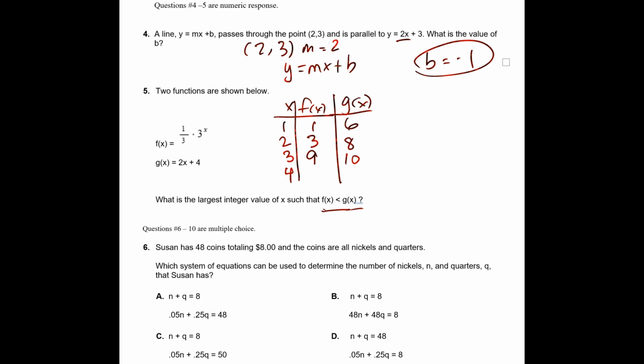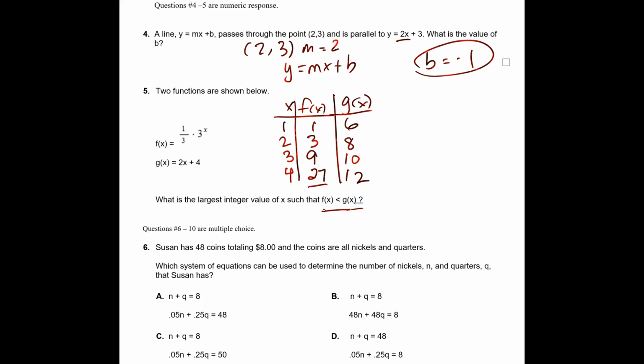All right, 3 to the 4th power is 27. 27, that's 3 to the 3rd power. 27 times 3 is going to give you 81. A third of 81 is going to give you 27. And then 4 times 2 is 8 plus 4 is 12. So this is when it's larger.